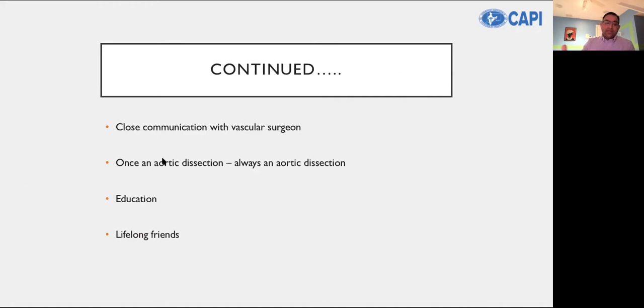So what next? Close communication with the vascular and cardiac surgeon is extremely important, so that these patients are able to go back to their physician and get the follow-up imaging done. Oftentimes, these patients may feel that, okay, I got the stent graft done, and it's a one and done deal. What we say is, once aortic dissection, always aortic dissection. It's a lifelong pathology, and we explain it to them. We are going to be friends for life, and we'll be seeing you every few months for the next 15, 20, 30 years.